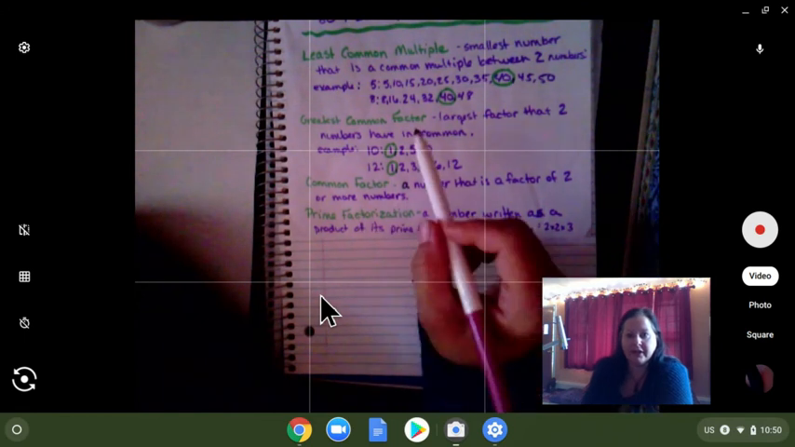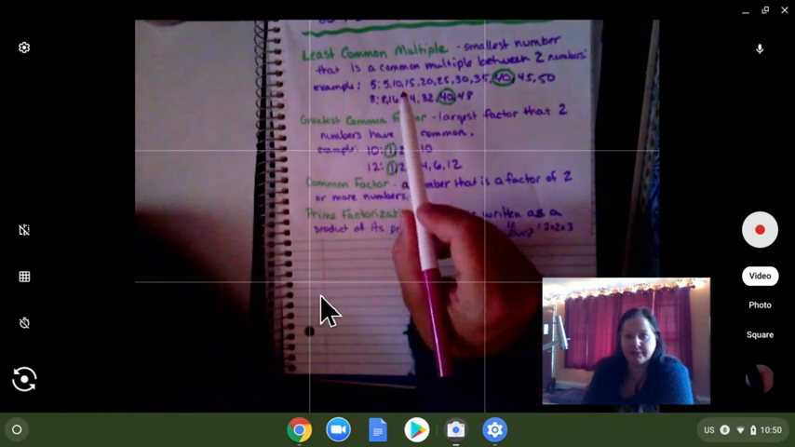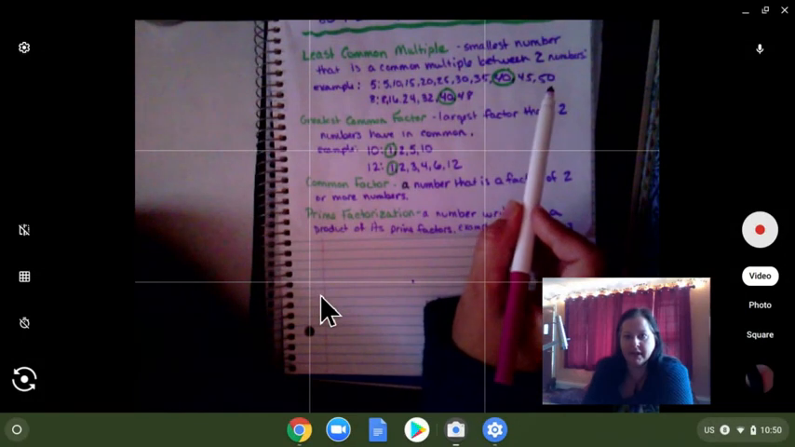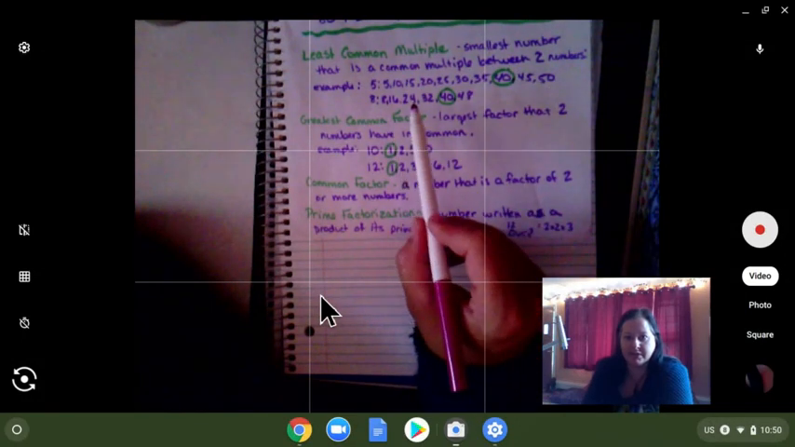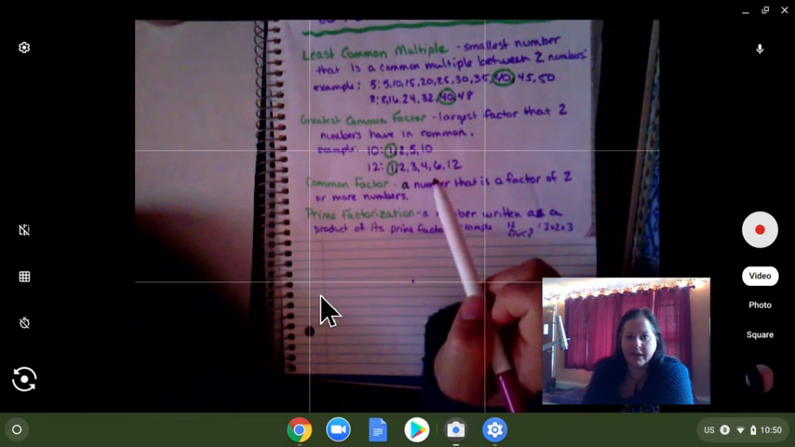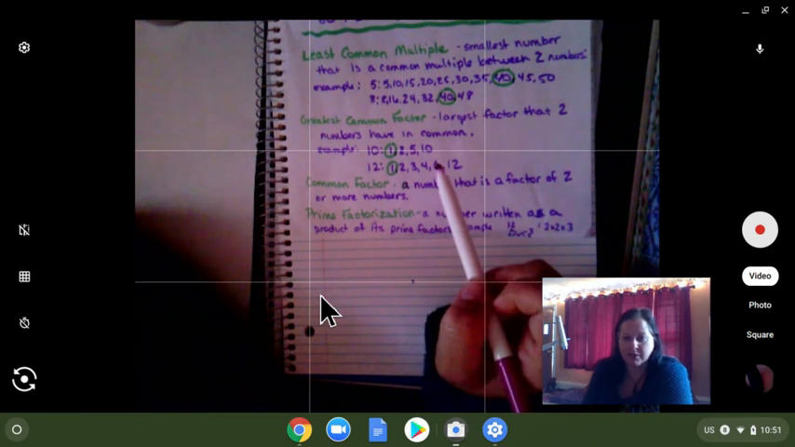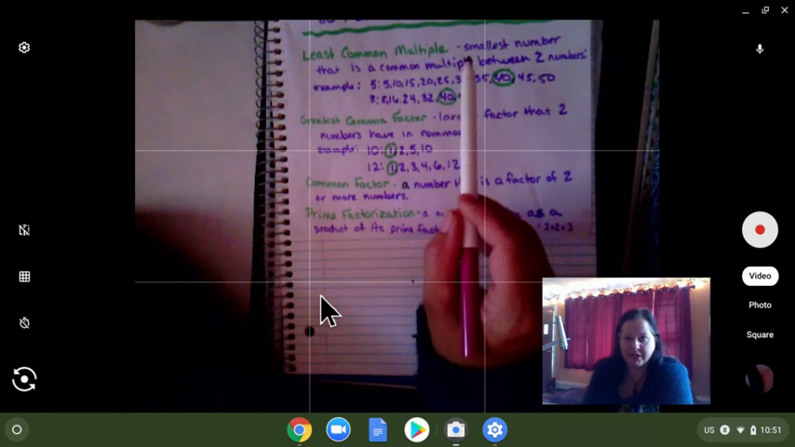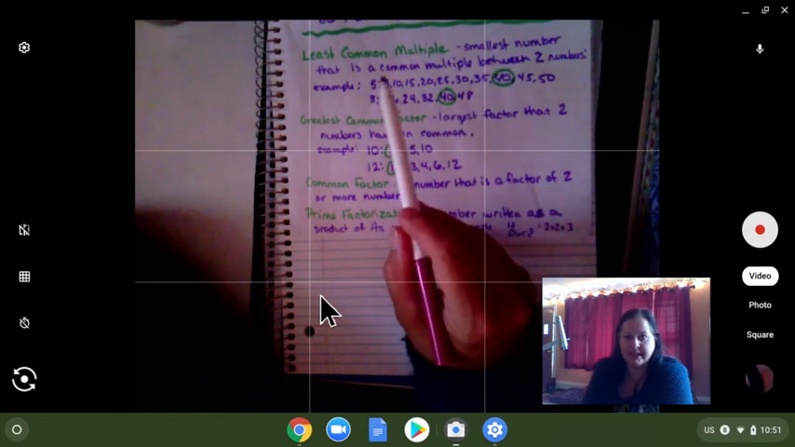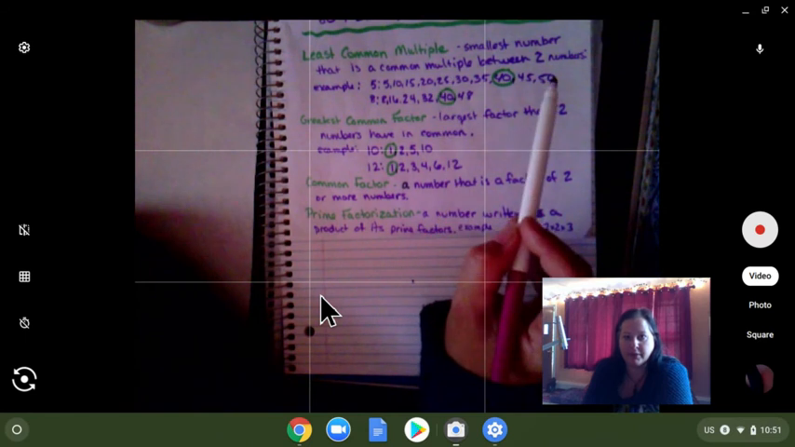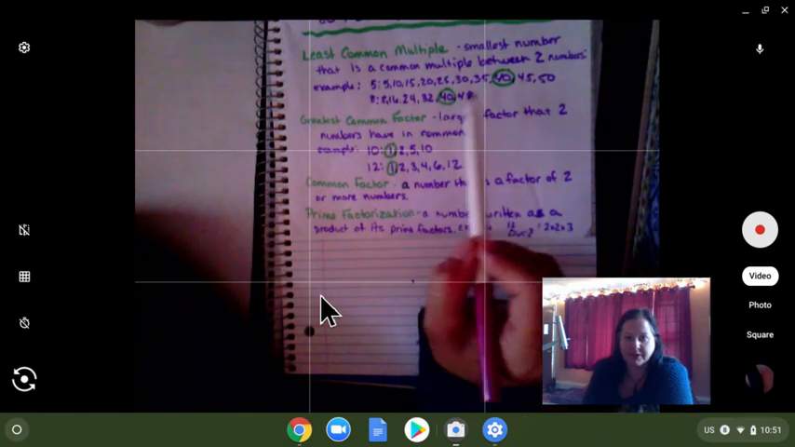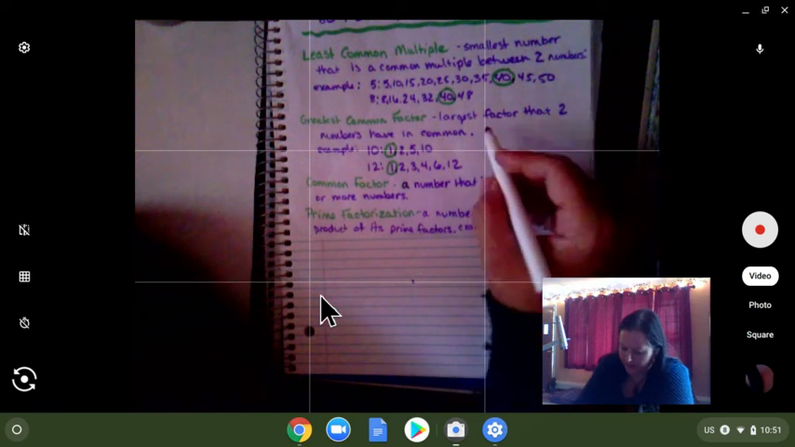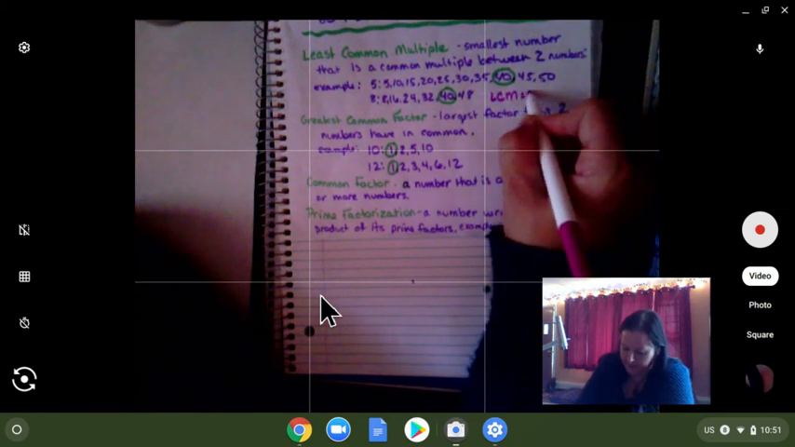So here we have a list of the multiples of 5, counting by 5s, and a list of multiples of 8. And this vocabulary word is the least common multiple. So it's the one that's in common in both lists. That is the smallest one they both have in common. So let's read the definition together. Smallest number that is a common multiple between two numbers is the least common multiple. So here our least common multiple, our LCM, equals 40.